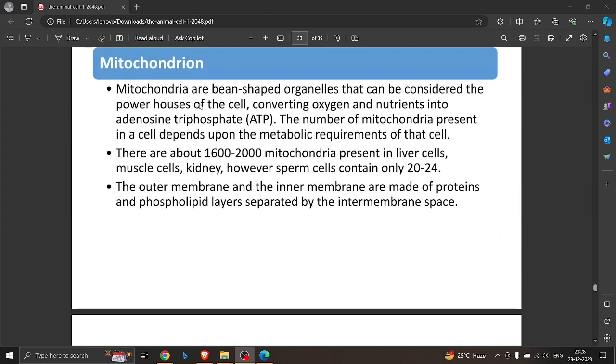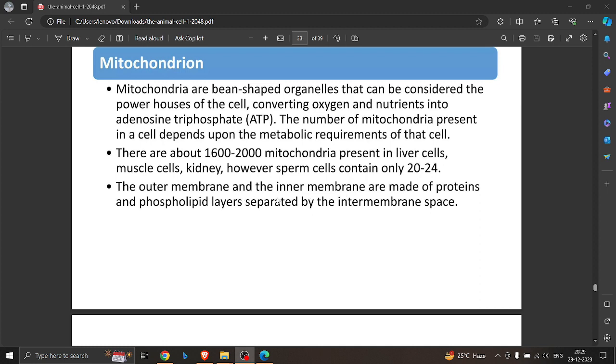Next is mitochondria. Mitochondria are bean-shaped organelles that can be considered the powerhouses of the cell. We all know, they convert oxygen and nutrients into adenosine triphosphate, that is ATP. The number of mitochondria present in a cell depends upon the metabolic requirement of that particular cell. There are about 1600 to 2000 mitochondria present in liver cells, muscle cells, and kidney. However, sperm cells have only 20 to 24.